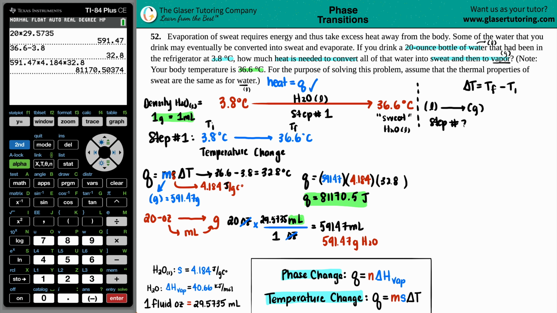We have to get that liquid, aka the sweat, going into the gas. So let's write that out over here. Maybe I'll draw a little line here. Step 2. We're taking the liquid, aka the sweat, but they did say that it has the same thermal properties, and going to the gas. Maybe I'll just put sweat here in parentheses. So you say to yourself, is this a temperature change or is this a phase change? There's no temperature here. This is a phase change.